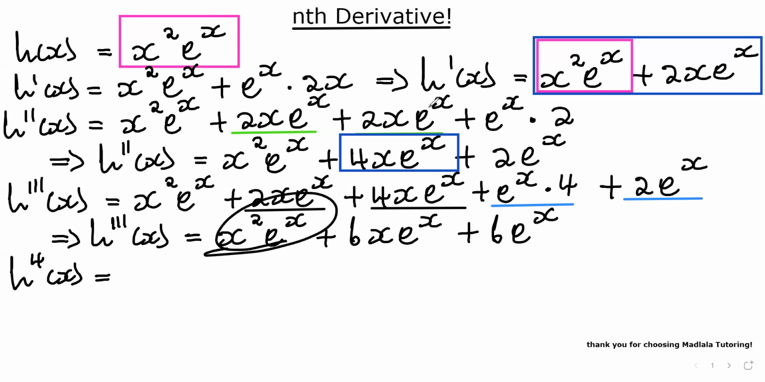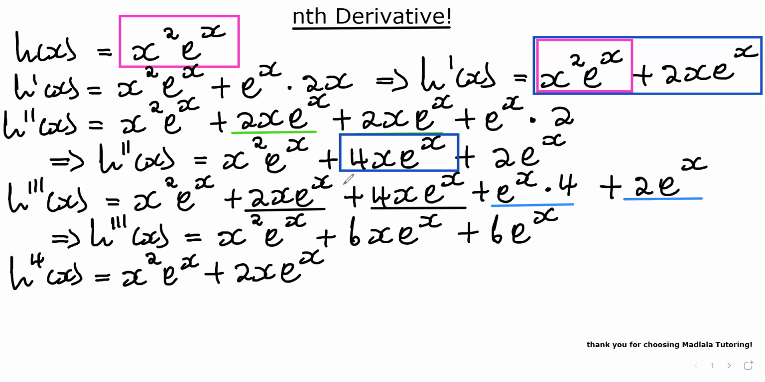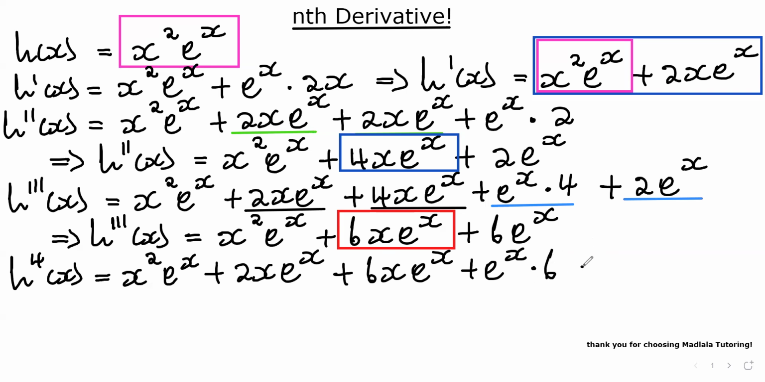Right. And of course, we already know the derivative of this one. Well, it's just going to be x squared e to the x plus 2x e to the x. Okay, fine. And then we move along and find the derivative of this one, right? And of course, using the product rule once again, we get 6x e to the x plus e to the x times 6. And then we'll say the derivative of the last one remains that.